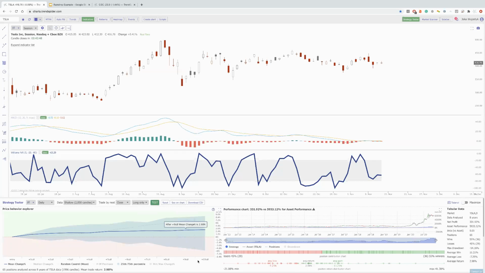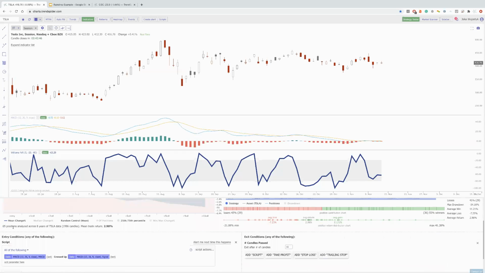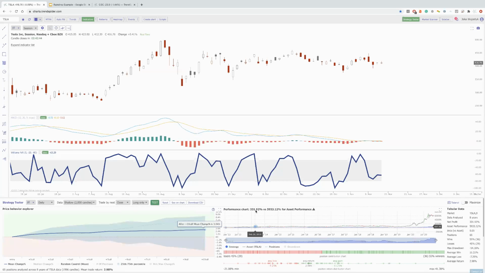And if you would have traded this perfectly over the last 8 years, 65 different times, you would be up 331%. And that's pretty solid. But then you compare it to the asset performance of 5,900%, and you may as well just hold Tesla and forget about it rather than trying to trade the MACD perfectly, because you're going to make more money, at least over the historical performance, by simply just buying and holding.